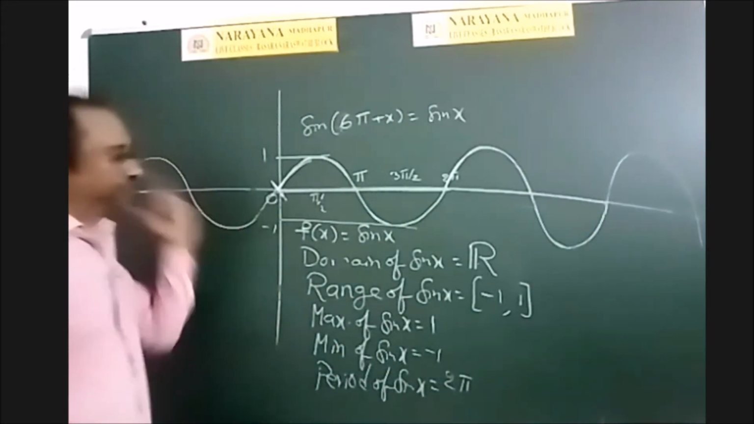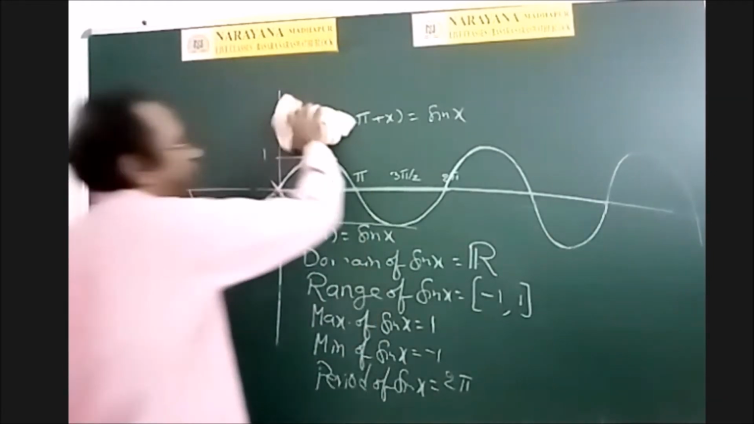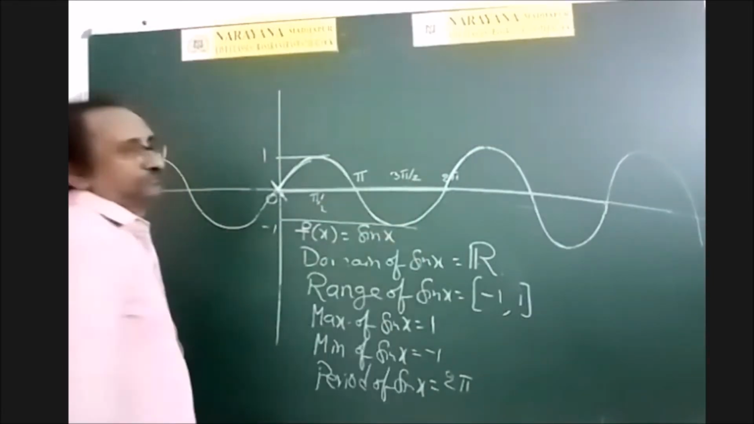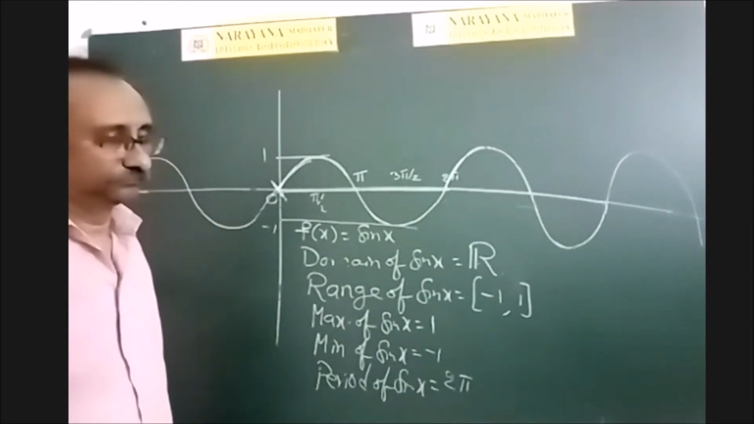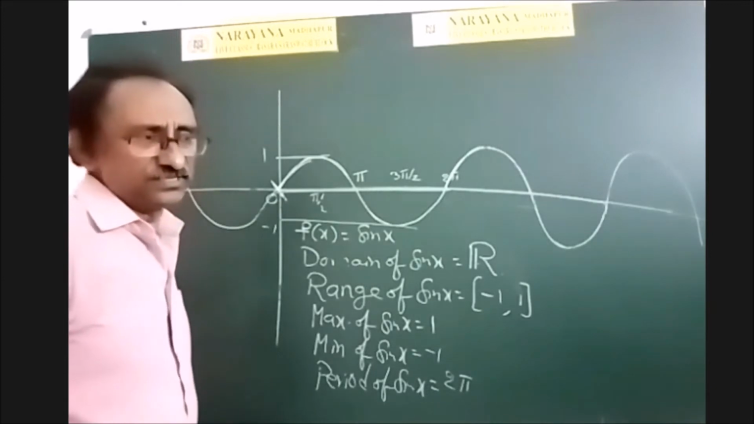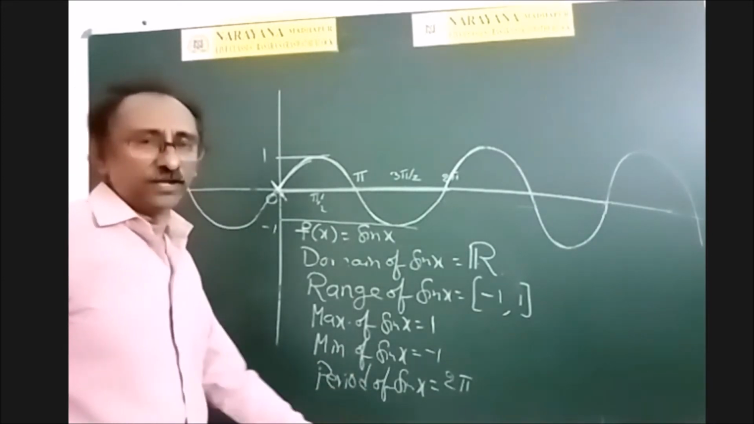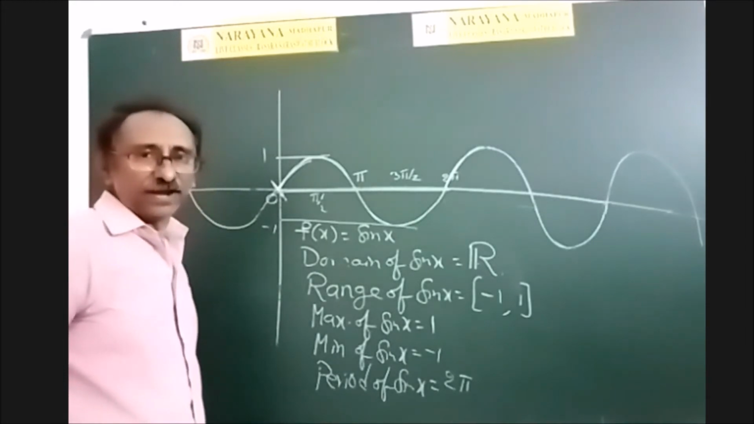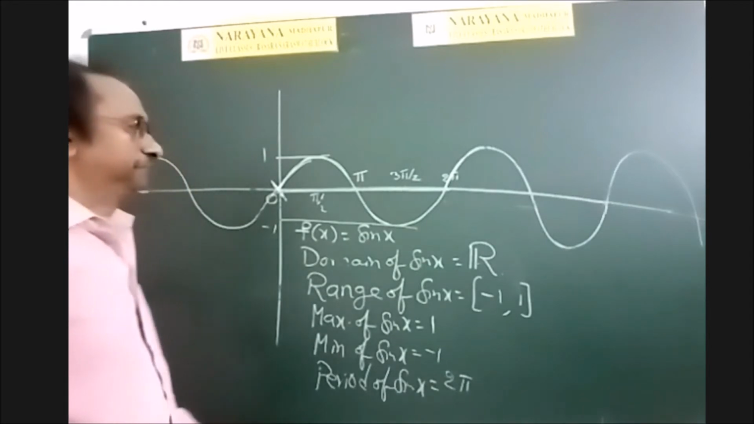So write up, draw the graph and write these particulars. When I ask what is the range of sin x, you should not hesitate. You simply say minus 1 to 1, sir. Maximum value is 1, minimum value is minus 1. What is the period of sin x? 2 pi. Okay.